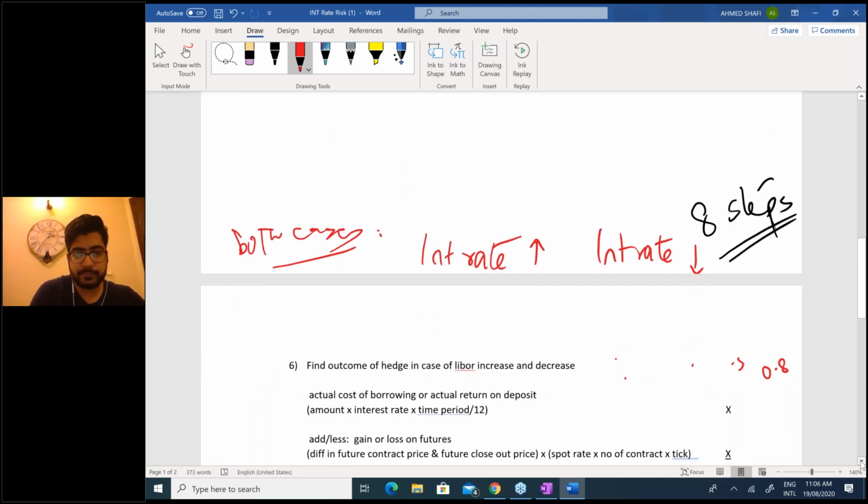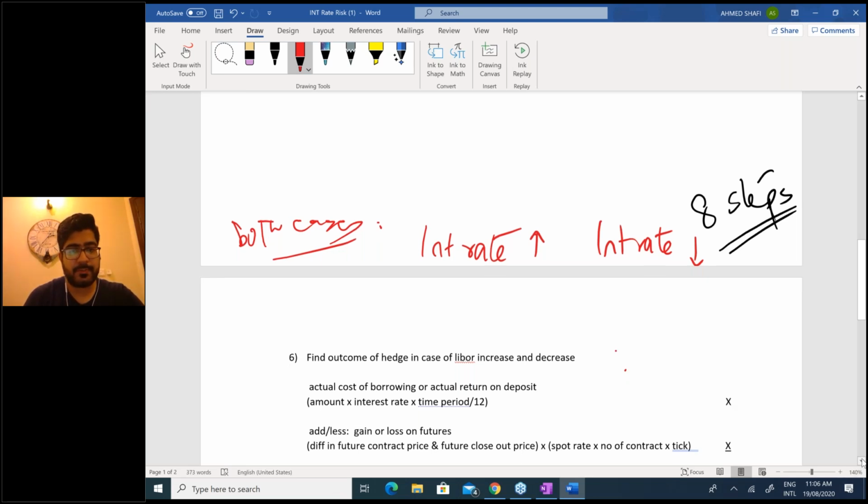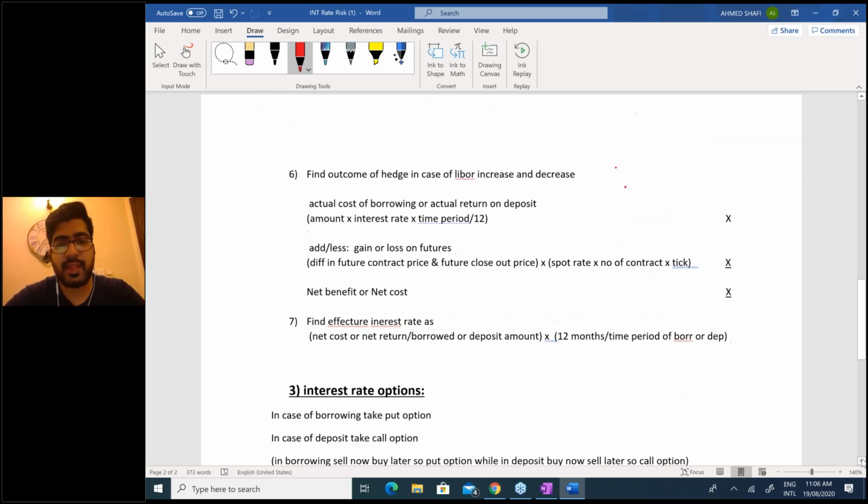Step 6. Find the outcome of hedge in case of LIBOR increase or decrease. Firstly, you need to write the actual cost of borrowing if it's a borrowing case, or actual return on deposit if it's a deposit case: amount into interest rate into time period over 12. It's very easy. Again, add or less gain or loss on futures, again, like gain or loss due to FRA in the previous technique.